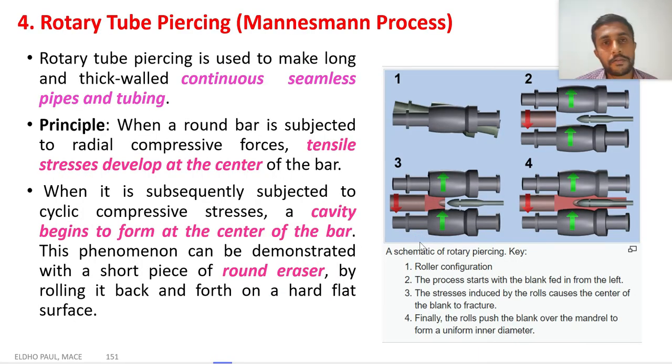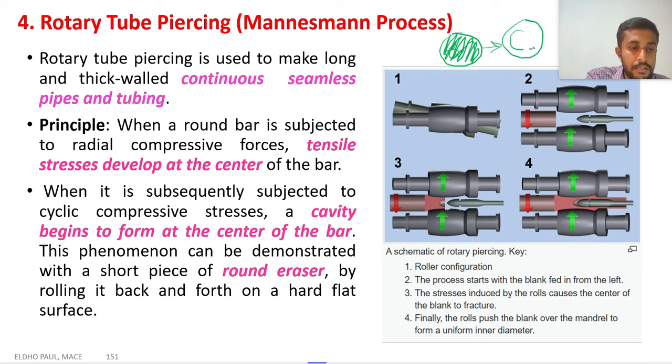So the next process is rotary tube piercing or Mannesmann process. How can we create a tube or pipe from the solid workpiece? This is a solid workpiece. How can I create a tube or pipe from this solid workpiece? For that we use a series of processes. The first important process is the Mannesmann process. This is one type of rolling process, and this is the first process used for creation of pipes or tubes by rolling.